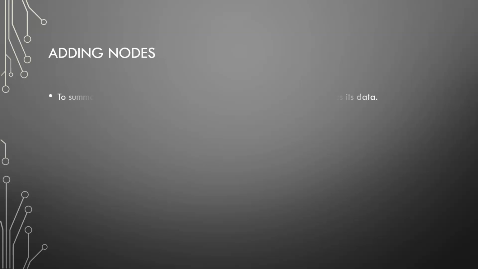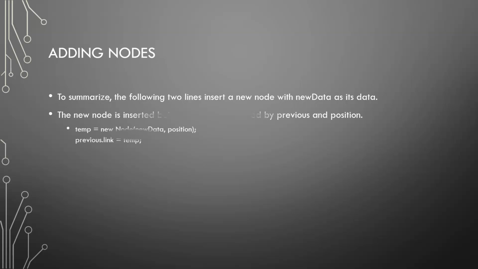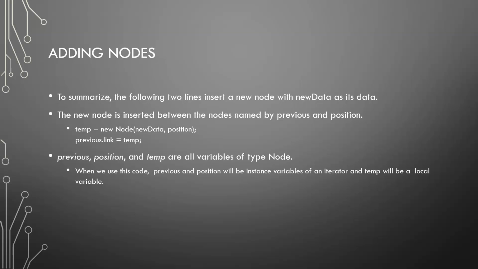All right, so to summarize, the following two lines insert a new node with new data as its data. The new node is therefore inserted between the two nodes named by previous and position. Temp equals new node, new data, position; previous.link equals temp. Previous, position, and temp are all variables of type node. Now when we use this code, previous and position will be instance variables of an iterator, and temp is going to be a local variable.